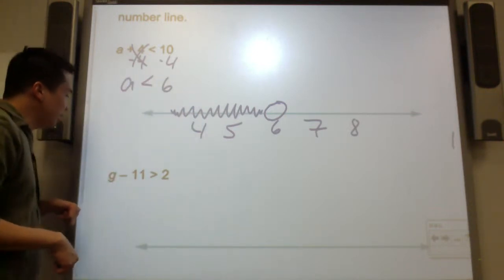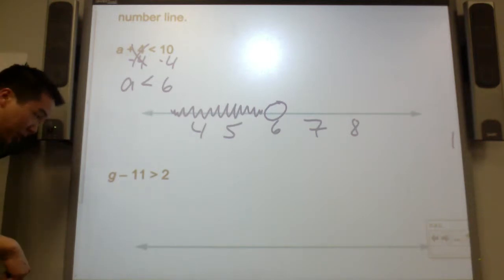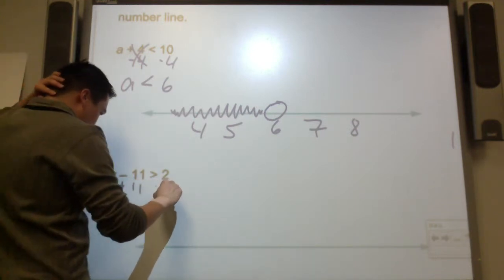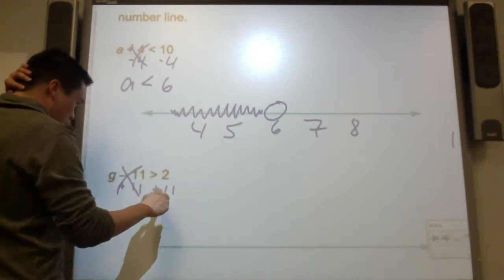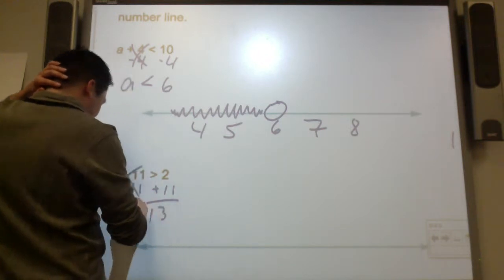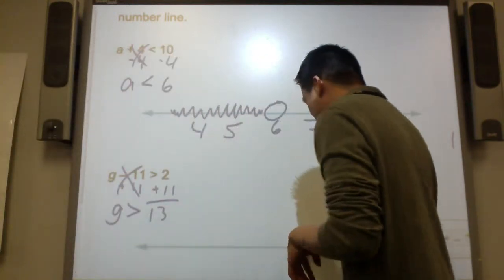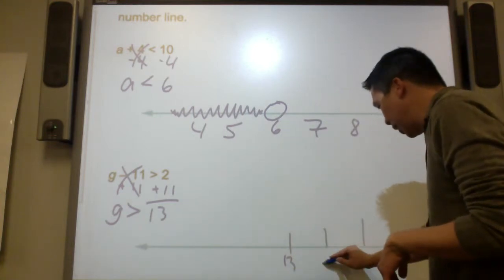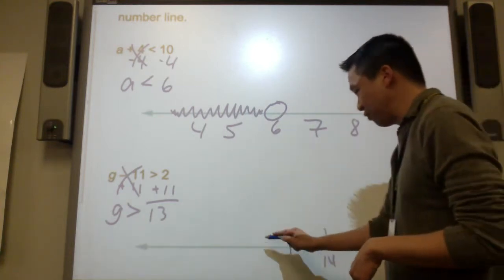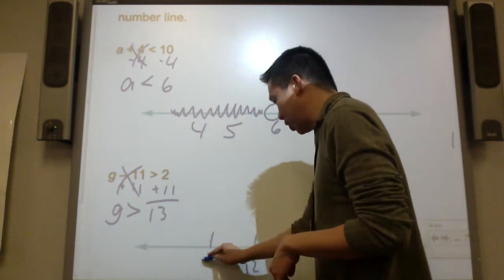Next one. G take away 11 is greater than 2. What operation is the inverse of minus 11? Plus 11. Plus 11. This cancels. 2 plus 11 is 13. G is greater than 13. So let's graph this. This is 13. What are the 2 integers to the right of it? 14, 15. What are the 2 integers to the left of it?